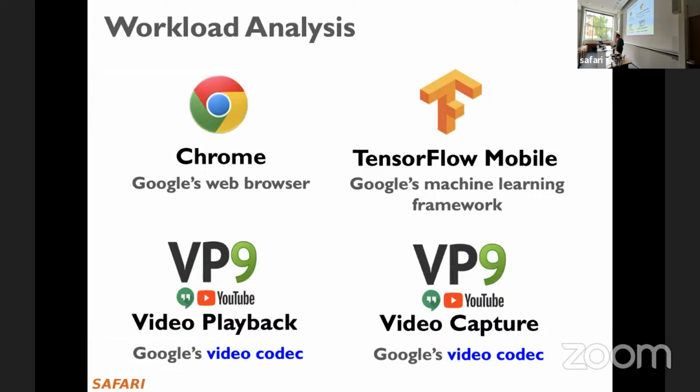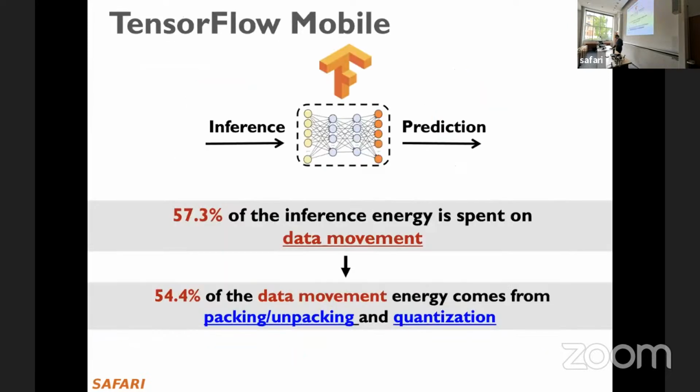Okay, just to give you an idea, there's a lot of workload analysis in the paper, but I don't want to spend a lot of time over here since you may actually have later lectures on this topic. One example is TensorFlow Mobile, where you do machine learning inference. You have a deep neural network that does inference. And we found out based on analysis that more than 50% of the inference energy is spent on data movement. And more than 50% of that comes from very simple functions like packing and unpacking of data when you move from one layer to another layer, for example. And also quantization, which is used in essentially all neural networks today to reduce the energy consumption and improve performance.